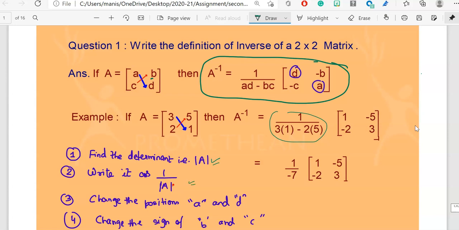Now what does step 3 say? Change the position of A and D. So I will change this 3 with 1. So 1 will go to 3's place and 3 will go to 1's place. You can see over here. Step number 4 says change the sign of B and C. Since this 5 is positive, I change it to negative. Since this 2 is positive, I change it to negative. So this is the inverse of the matrix A. One more thing, if the given matrix is A, the inverse of the matrix is A inverse. This is the inverse of the given matrix.